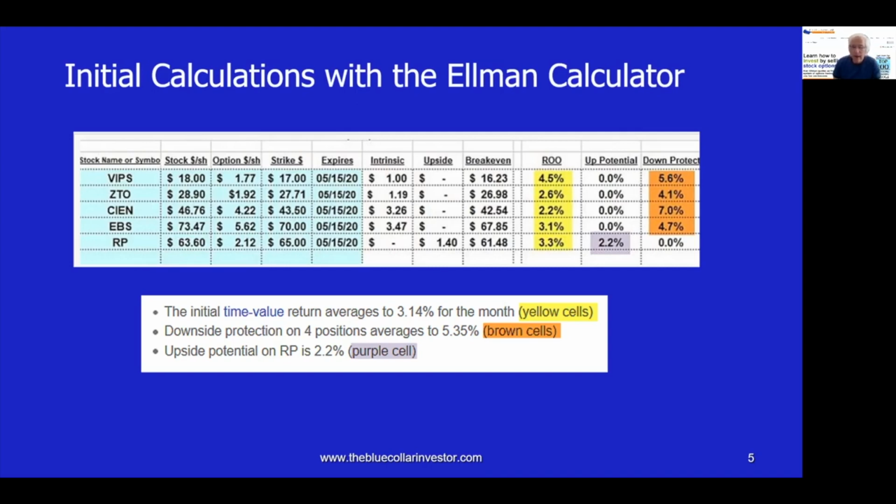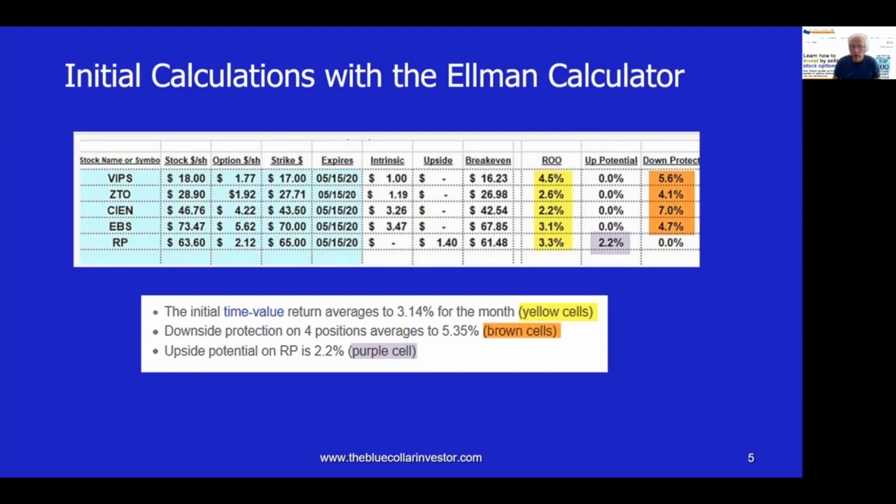Now, what this averaged out to was the following. The initial time value return on all 5 securities, the 4 in the money and the 1 out of the money, averaged out to 3.14%. Now, for those of you who are like me and like to have an initial 1-month time value return goal range for near the money strikes of 2 to 4%, this would be perfect. 3.14% initial time value return for all 5 of these securities.